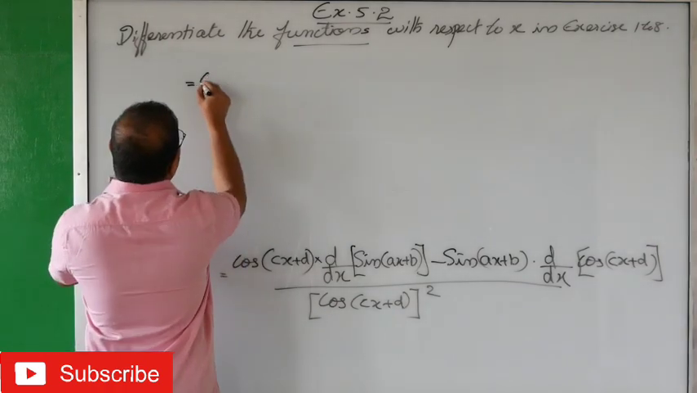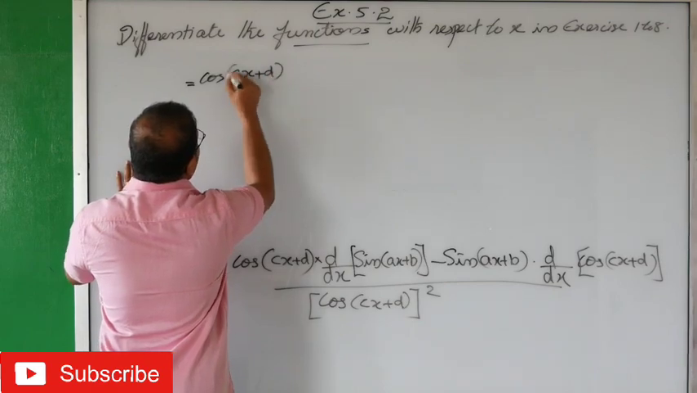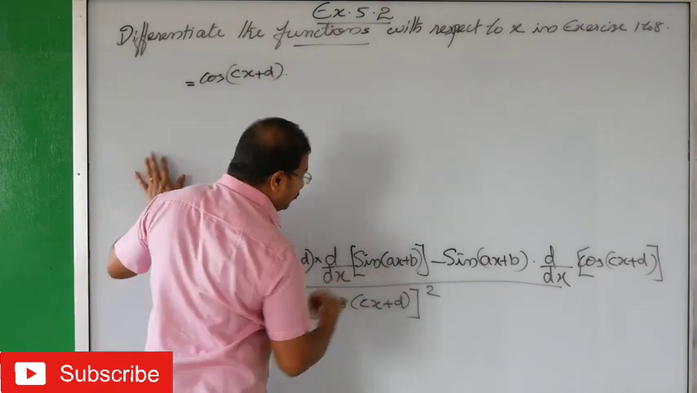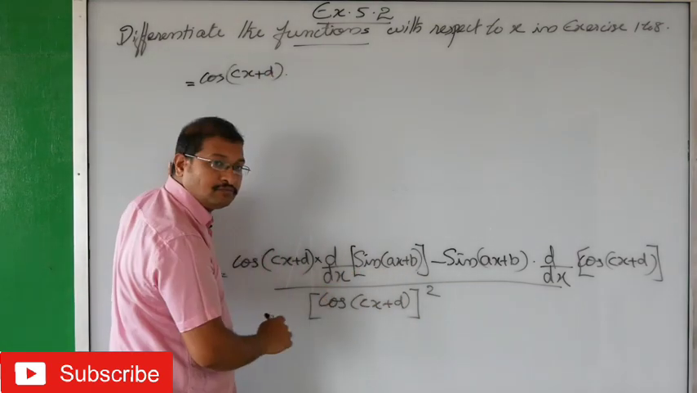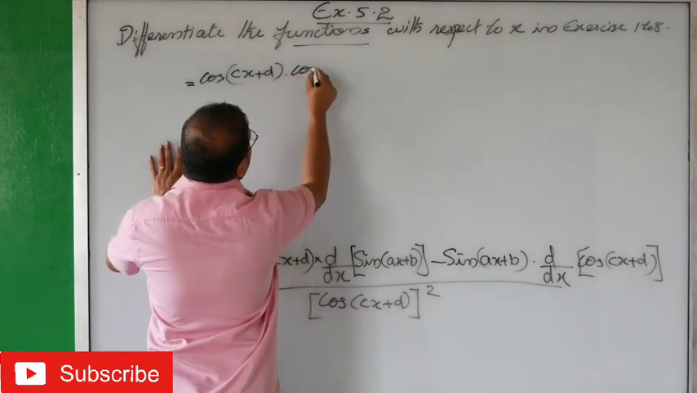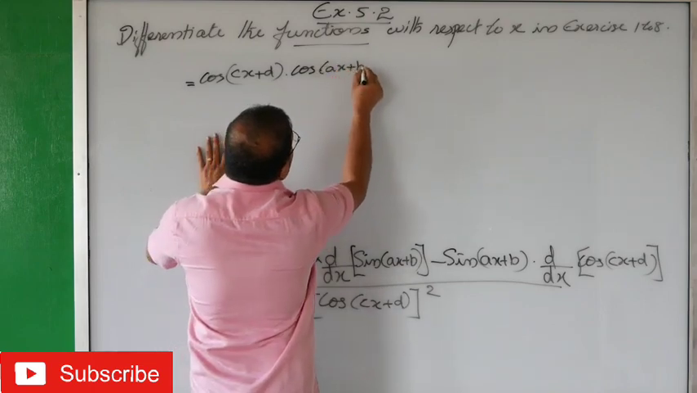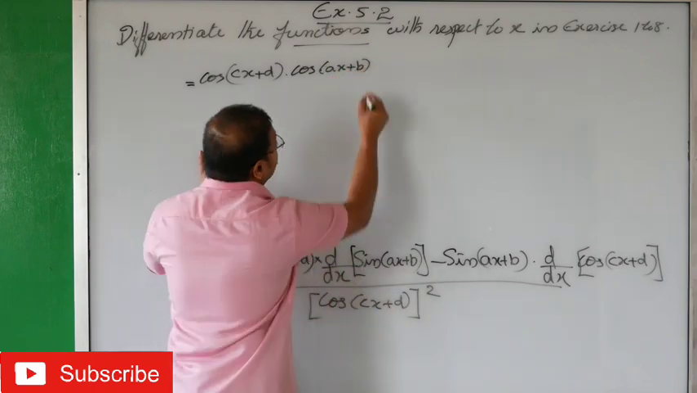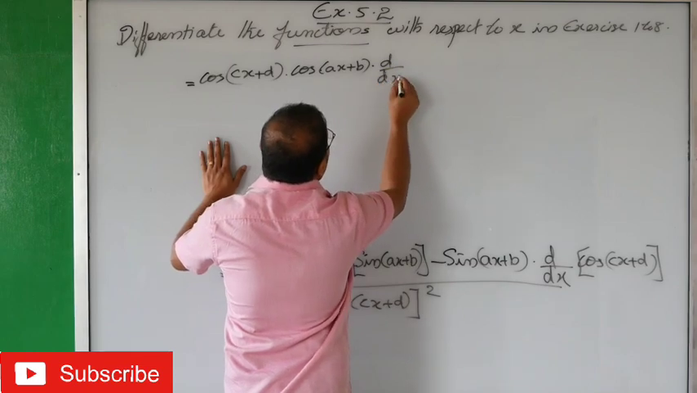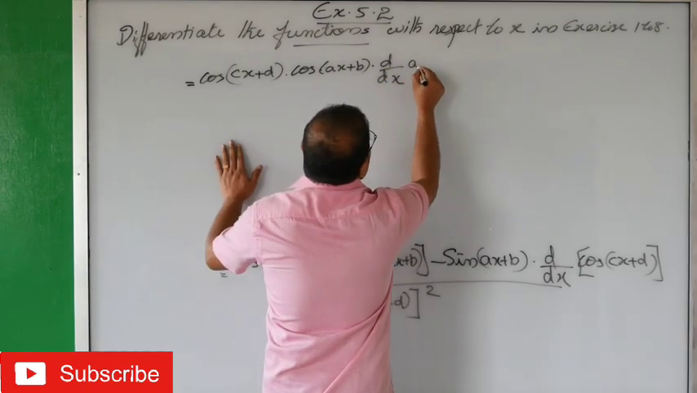Now cos of cx plus d into derivative of this. Derivative of sine x is cos x. That means cos of x plus b. One more thing, derivative of, what you have to do? This one derivative means x plus b.